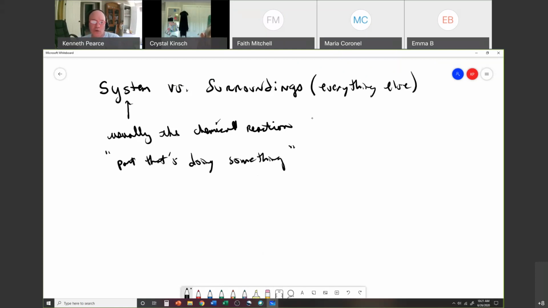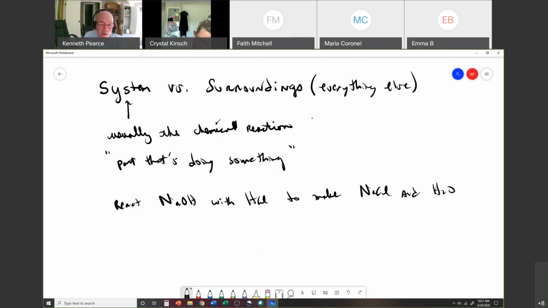Now, system versus surroundings. So how do we tell them apart? Well, you've got to decide what's happening. So let's take an example here. Let's react sodium hydroxide with HCl to make, what do they make? You have an acid with a base, and they will make a salt and water.